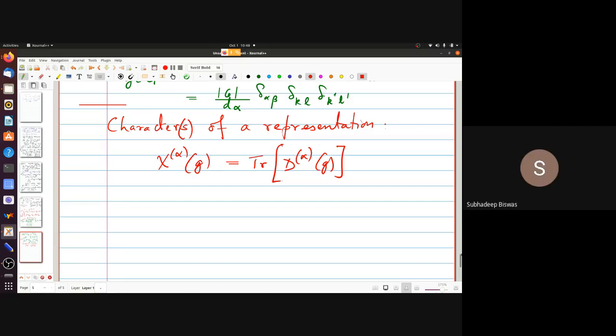We'll choose any basis and take the trace in that representation. You choose any basis on your vector space that gives you a matrix representation, and you take the trace of that particular matrix representation. Okay. And of course, everybody should be clear about that.